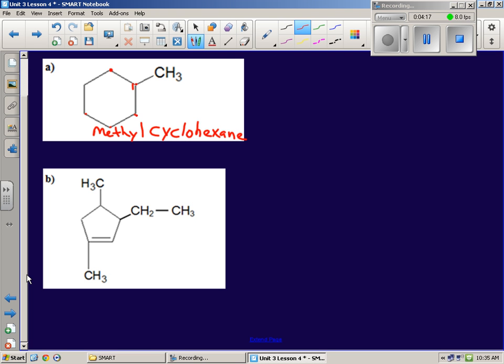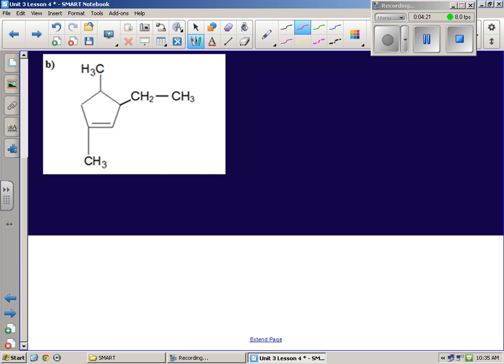Okay? This one here, though, let's take a look at this. This does have a double bond in there. So first of all, cyclic feature again here, so cyclo. 5 carbons, right? Look, there's 1 there, 2, 3, 4, 5 carbons. So that's pent. It's got a double bond, so that's ene.